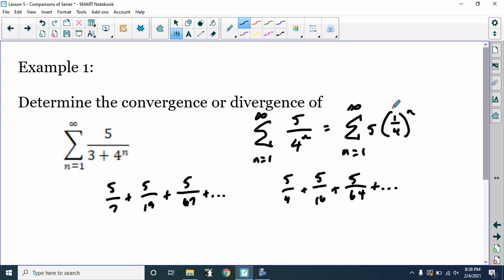We also know that this is a geometric series, because we're adding them up. This is geometric with an r value of 1/4, which is less than 1. Therefore, this converges. Therefore, something where every term is smaller than that also must converge.